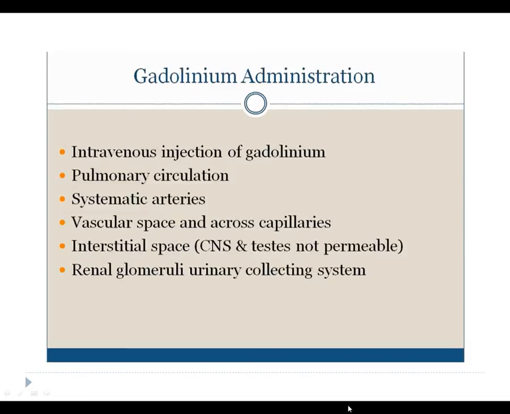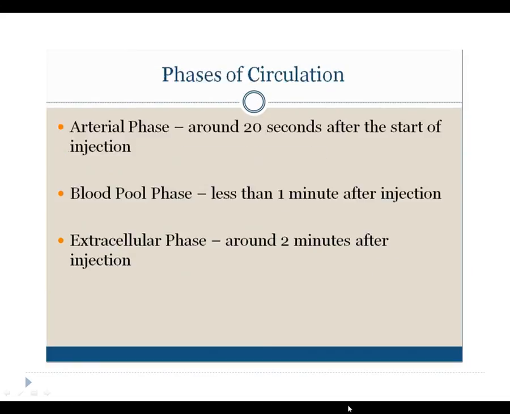Once the gadolinium has been administered intravenously, it enters the pulmonary circulation, systemic arteries, and then enters the vascular space and across capillaries into the interstitial space, except for the CNS and testes, which are not permeable. It then crosses the renal glomeruli and into the urinary system. MRI contrast travels through the three phases of circulation: arterial, blood pool phase, and extracellular.